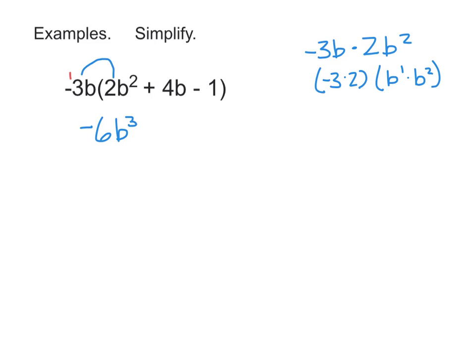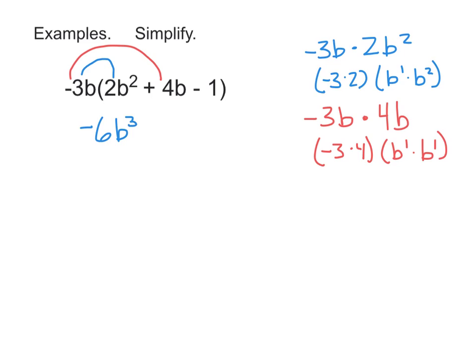Now let's distribute it to the second one. So here I'm going to have a -3b times 4b. And then I have -3 times 4, and then b to the first times b to the first, and I get a -12b to the second.